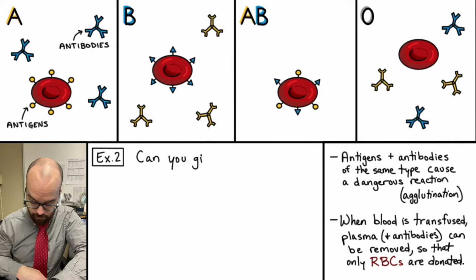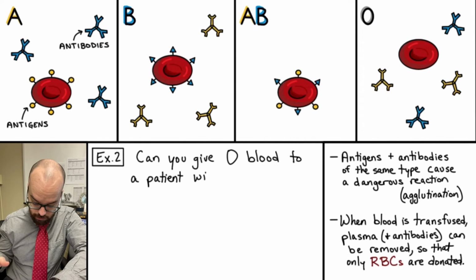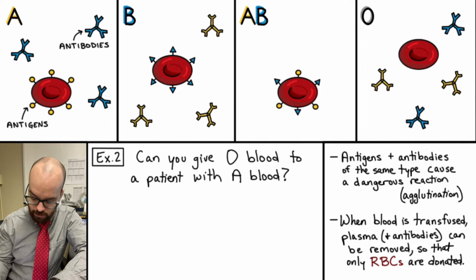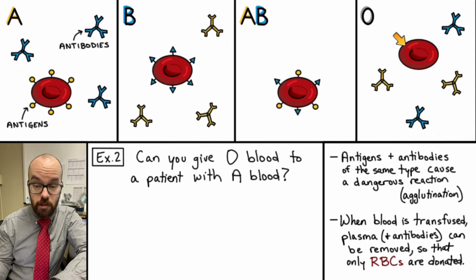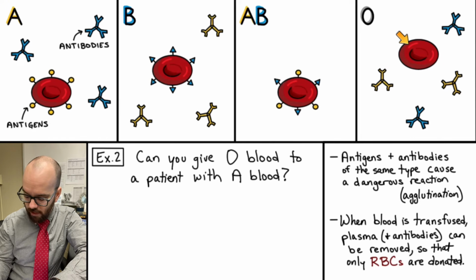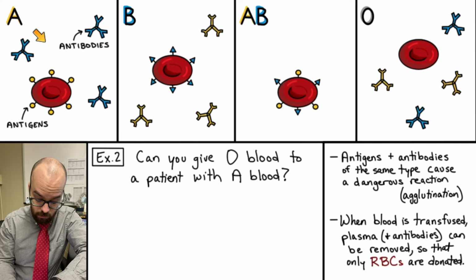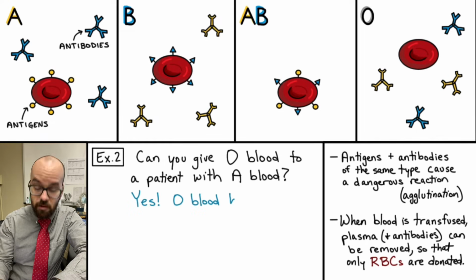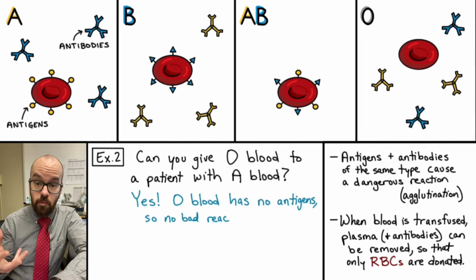Here's our second example. Can you give O blood to a patient with A blood? So we're going to take these O blood cells, because remember, we can take out just the blood cells and remove those antibodies from the donated blood. So we can just give the O cells to somebody with A blood. We'll take a look. These O cells don't have any antigens on them, right? So if we added blood cells with none of the antigens, neither A nor B, to this blood over here, well, even though it has B antibodies, the cells that we added don't have any B antigens, and so this would be perfectly safe. So somebody with O blood could donate to somebody with A blood.